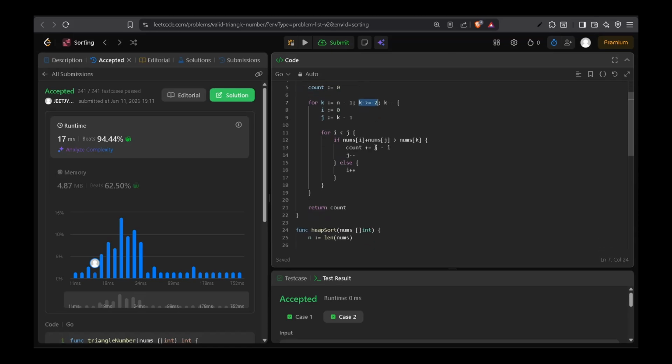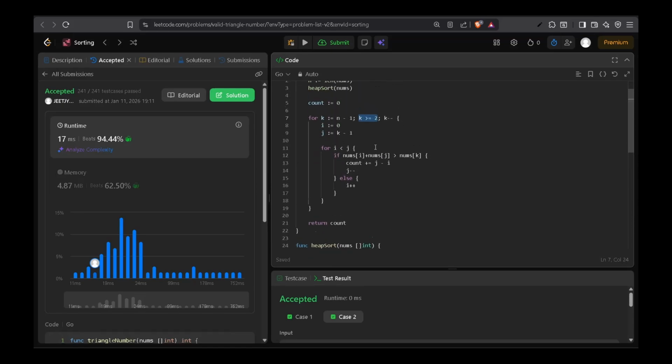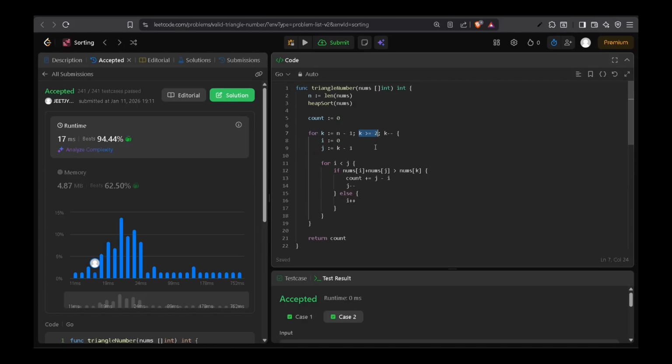And as you can see, the answer is correct. The code is working. So this was a solution for this question.